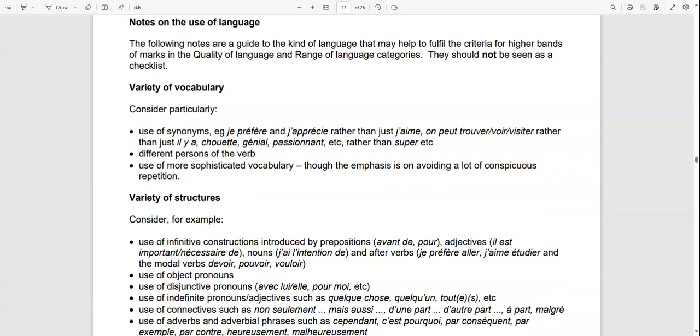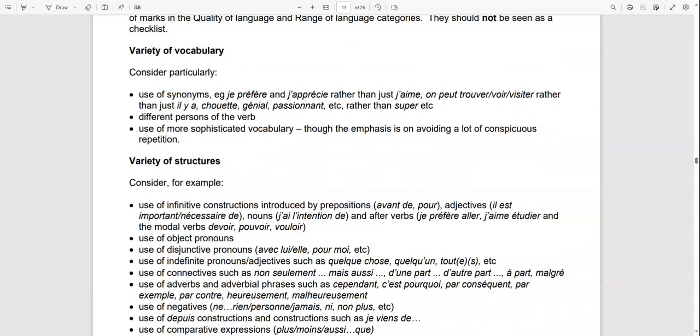So we're looking at quality of language, range of language, and the key thing for variety of vocabulary is to avoid repeating yourself. You can do that by, for example, using similar words, synonyms, such as je préfère, I prefer, j'apprécie, I appreciate, rather than just j'aime, I like, all the time. Sure, it's better to use an opinion rather than none, but to get the highest marks, we want to vary the language we are using.